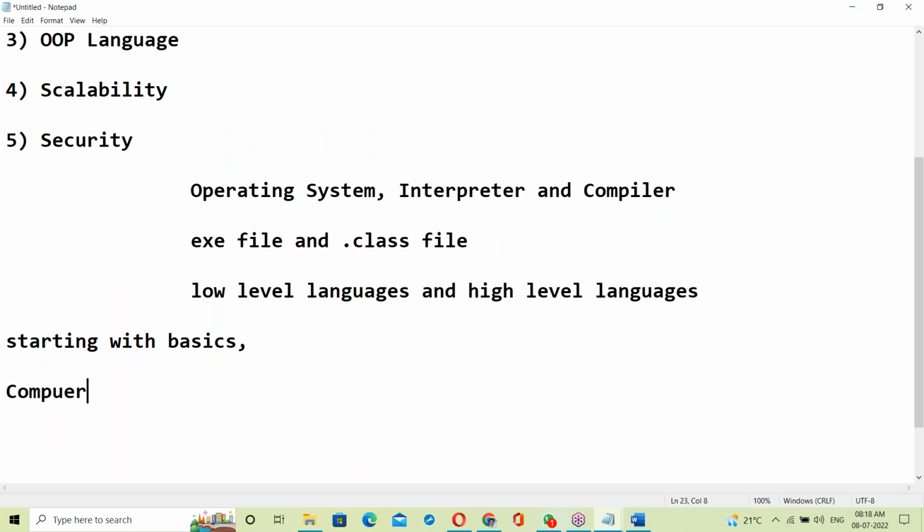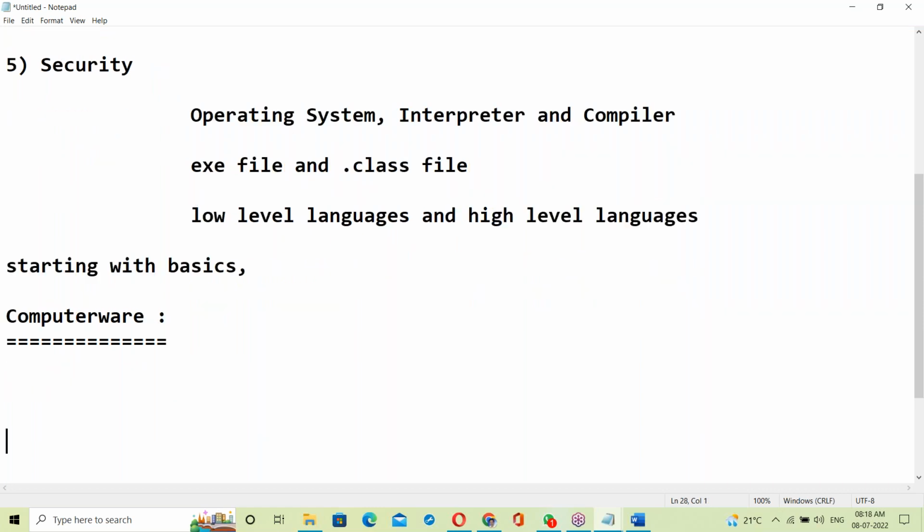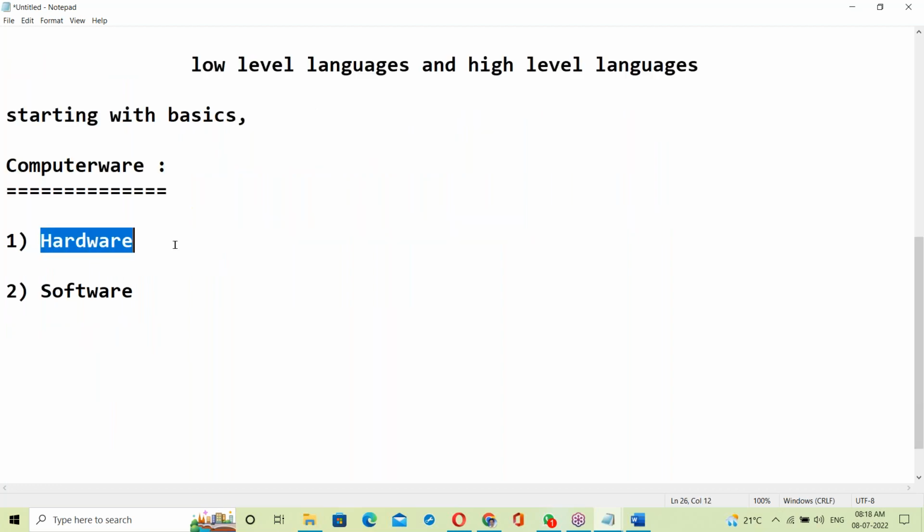First of all, computer world. Computer world basically has two categories. First one, hardware. Second one, software. So what is hardware? What is software?